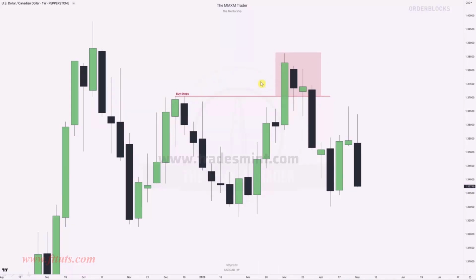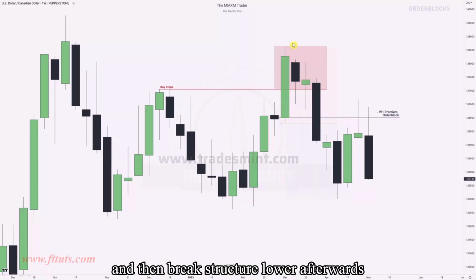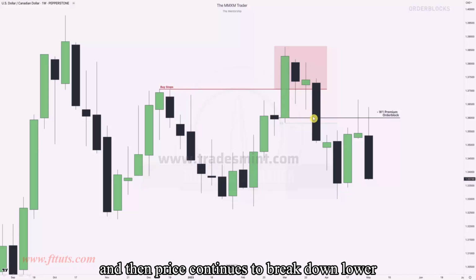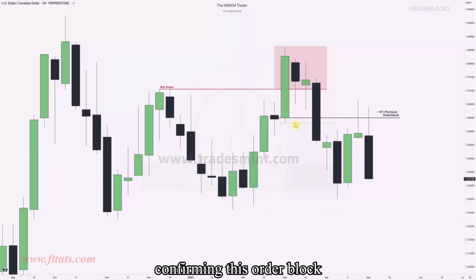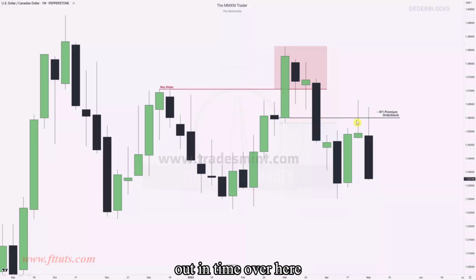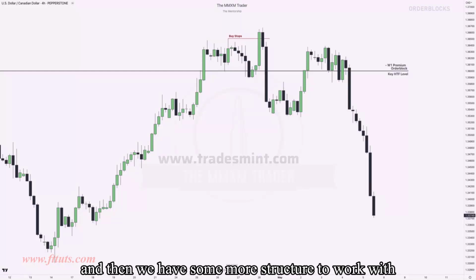So outlining those buy stops raid over here, this red box above here, order pairing. Then think about the characteristics of a high probability order block. It raids liquidity and then breaks structure lower afterwards. So we have this order block over here. We take out buy stops and then price continues to break down lower, confirming this order block. So drawing out this weekly premium order block out in time over here. And we go to a 4-hour chart, and then we have some more structure to work with.